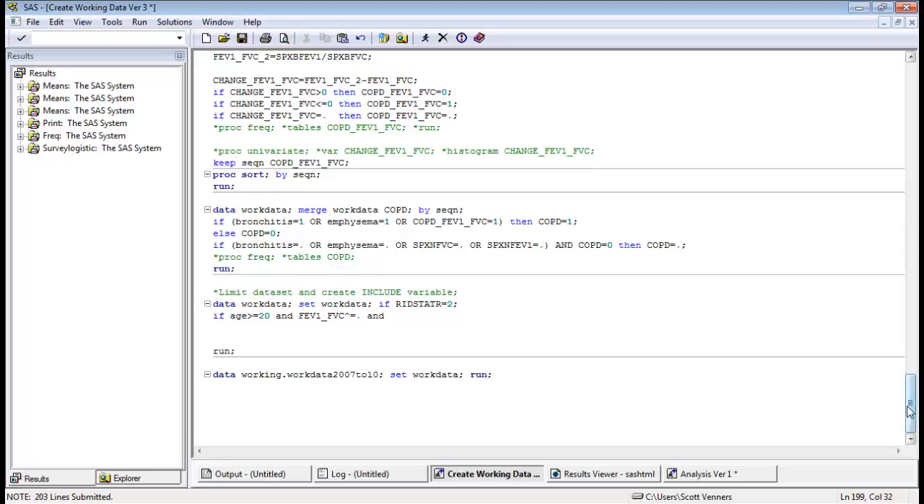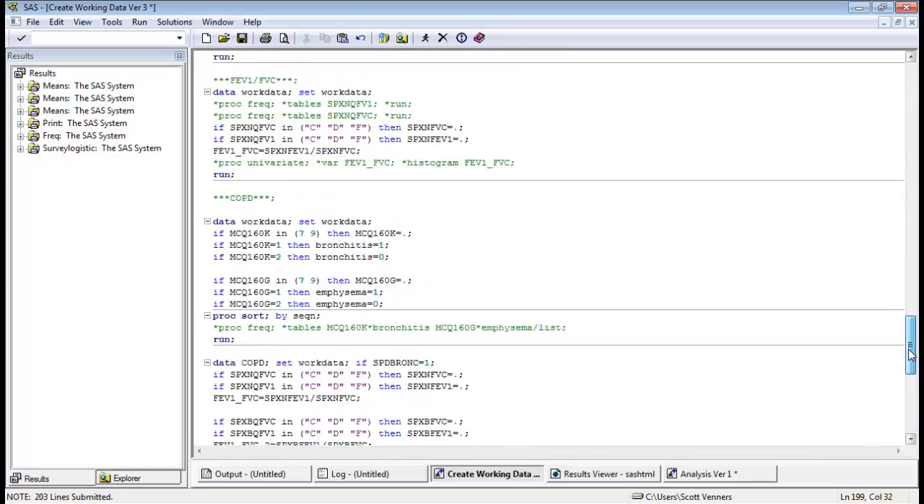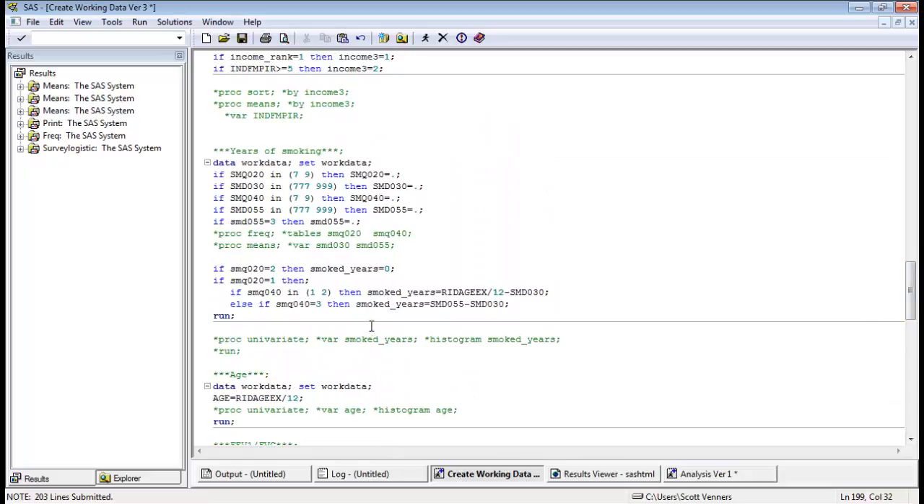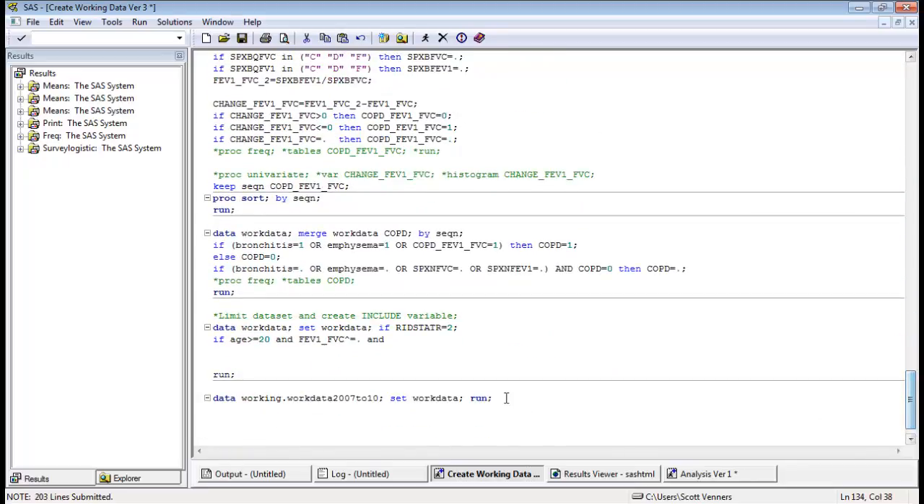And then I need all of the other variables in my model. The first variable was the years of smoking. So where is the variable? Here it is. The variable for that is smoked underscore years. So I'll just take that. And I'm just going to do this for all of the variables in the model.